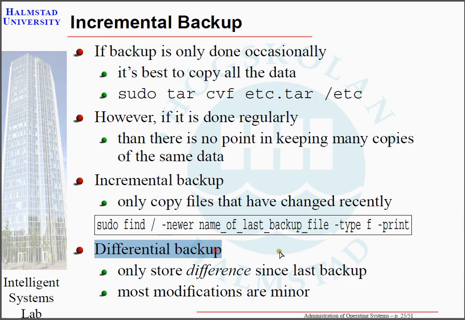And you can also do something called differential backup, when you only store the difference since last backup. Now the idea being that most modifications are minor. You are not changing the whole contents of the file, you are just changing some part of it. So it doesn't make sense to store the data that you already have for the second time. So there are a number of different backup methods that you could be using, and it's important to figure out what is the best for your particular case.